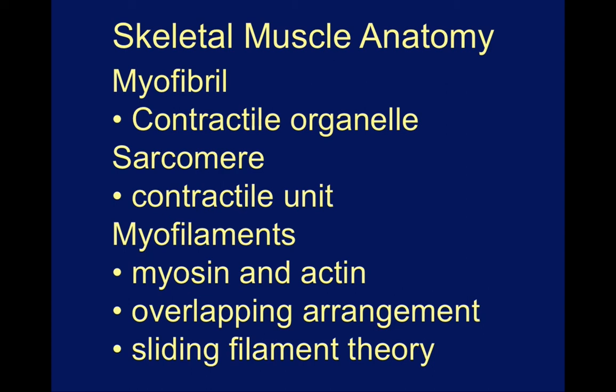Myofibrils are cylindrical in their shape, and they're made up of repeating units known as sarcomeres. Sarcomeres are the contractile unit of the myofibril, which is the contractile organelle. And we'll also see that we can break down the sarcomere into the individual myofilaments, or muscular protein filaments that facilitate the contraction. Two of the major myofilaments that I will mention are myosin and actin.